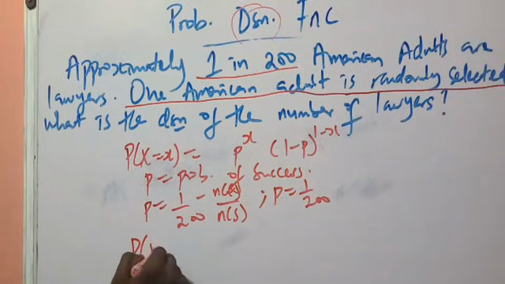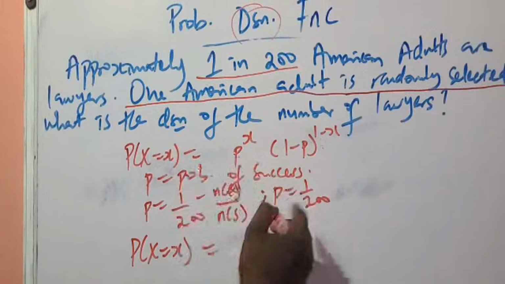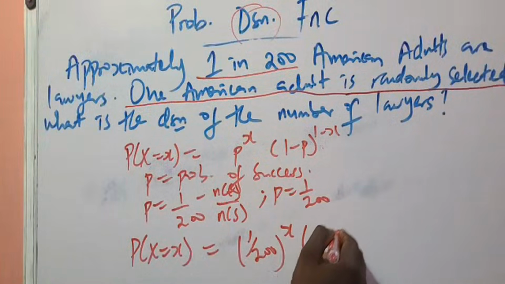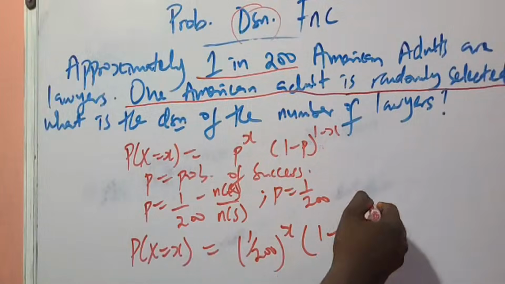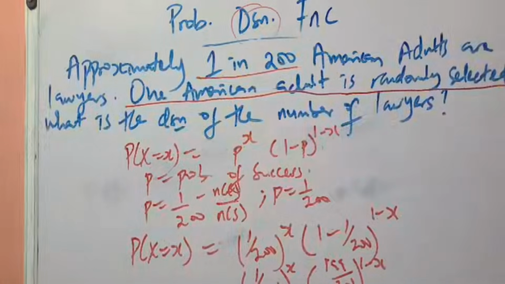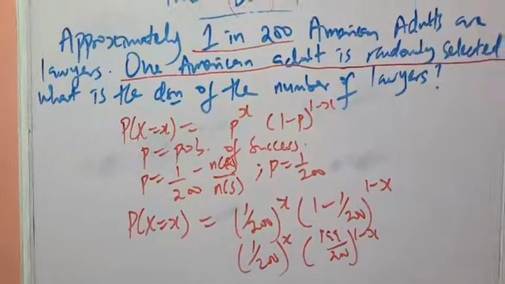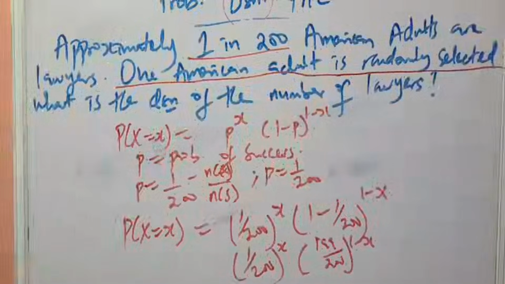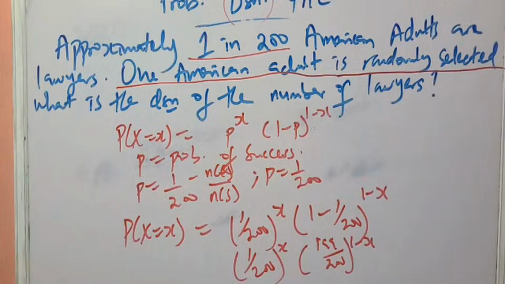So your PMF now, for us to get the distribution of the number of lawyers, will be p, that's 1/200, raised to power x, then 1 minus 1/200, raised to power 1 minus x. We go on to solve this, and this will be 199/200 raised to power 1 minus x. All right. Of course, if 1/200 represents the probability of success, then 1 minus 1/200 represents the probability of failure. You already know that the probability of success plus the probability of failure must give you 1. All right. Good.